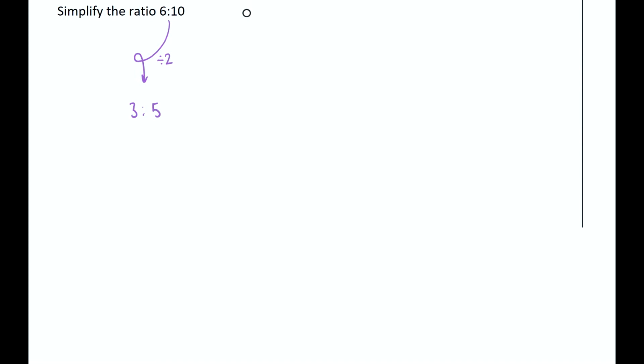The most common mistake I see is people tend to forget that you can divide by other numbers other than 2. So in this question, we want to simplify the ratio 6 to 9. Here we cannot divide by 2 because 9 is not even. However, we can divide both these numbers by 3. In which case, 6 divided by 3 is 2, and 9 divided by 3 is 3. So this ratio simplifies to the ratio 2 to 3.